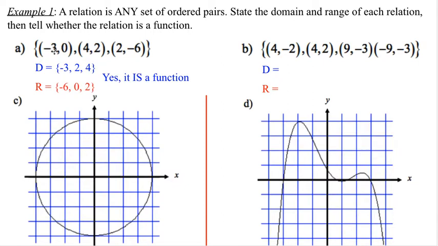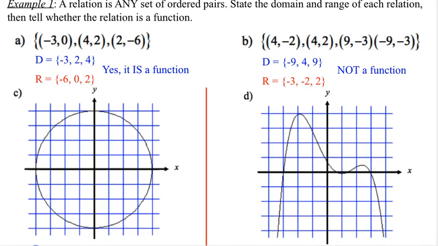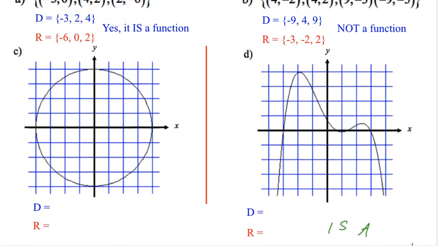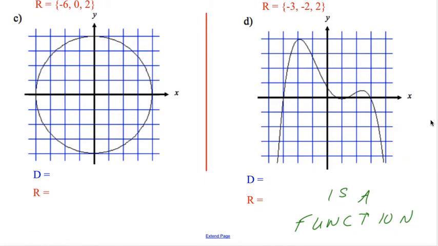And so the domain in this example is -3, 4, and 2, and each one of those goes to a unique place, so it is a function. Over on the right-hand side, we can see that the domain has the element 4, and 4 gets mapped to -2, and 4 also gets mapped to +2, so this one is not a function because that element in the domain gets mapped to two different places.